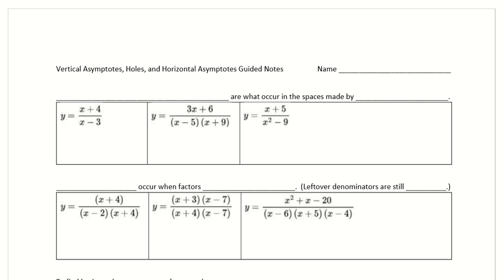Today we are going to talk about vertical asymptotes, holes, and horizontal asymptotes. So we've been talking this unit about restrictions. Those are values that cause us to divide by 0. But what we've never talked about officially is what happens when there is a restriction. So vertical asymptotes are what occur in the spaces made by restrictions.